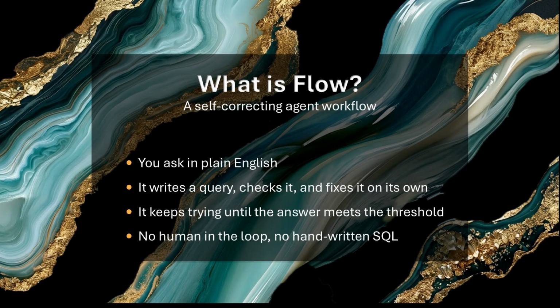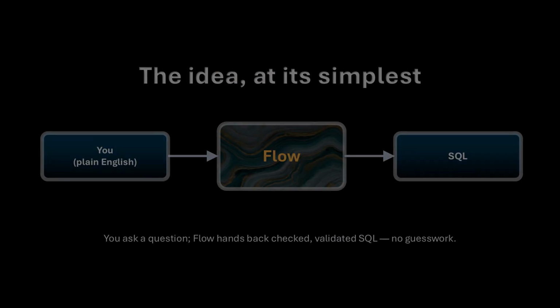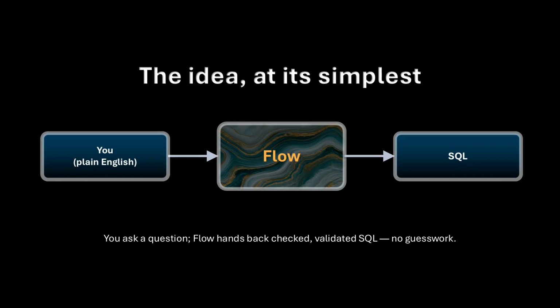So what is Flow? It's a self-correcting agent workflow. You ask a question in plain English, and Flow generates SQL, validates its own work, and fixes issues when necessary. Flow uses a multi-agent orchestration framework to continuously evaluate and improve its output until it meets a defined quality threshold. No handwritten SQL. Just ask a question, and Flow returns both the query and the data.